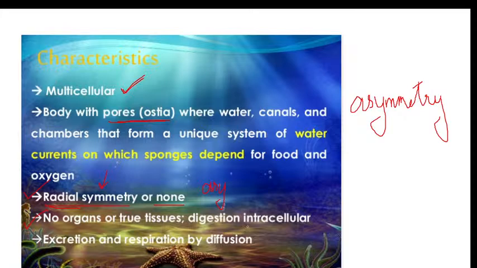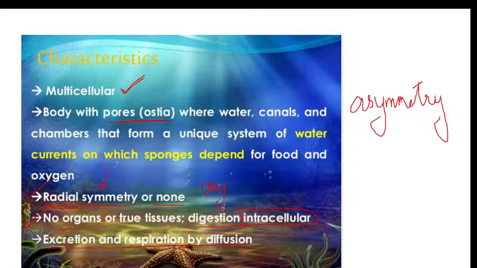And the digestion is intracellular digestion. പ്രത്യേകിച്ച് organs, അതായത് stomach, liver, heart, kidney, അങ്ങനെ പ്രത്യേകിച്ച് structures ഒന്നുമില്ല. But they have only different cells. And the digestion is intracellular. എന്ന് വെച്ചാൽ ഓരോ സെല്ലിനകത്ത് വെച്ചായിരിക്കും digestion നടക്കുന്നത്. That is why it is called intracellular. Then excretion and respiration is by diffusion. That is, from the cell itself they exchange the respiratory gases and the waste materials are eliminated from the body.